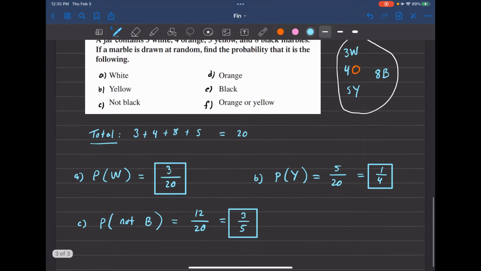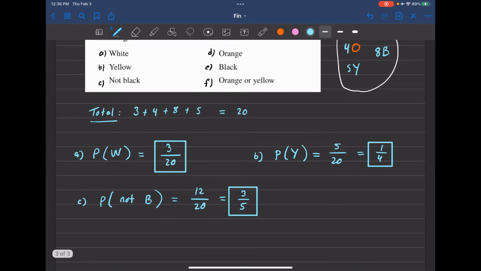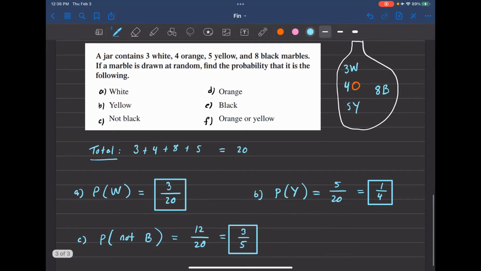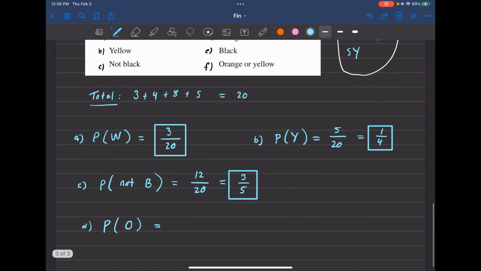All right, now the next part is, what about orange? What's the probability we're going to pull out an orange? As you can see, we have 4 orange marbles. That means it's going to be 4 out of 20. That will be our probability for getting orange. That simplifies to 1/5. I hope this is making sense so far.